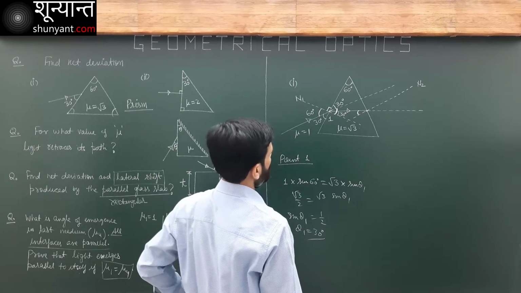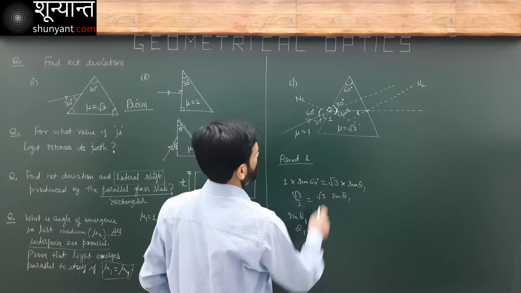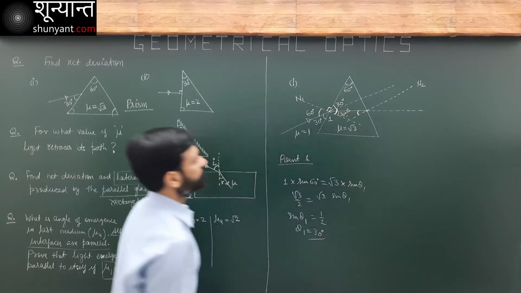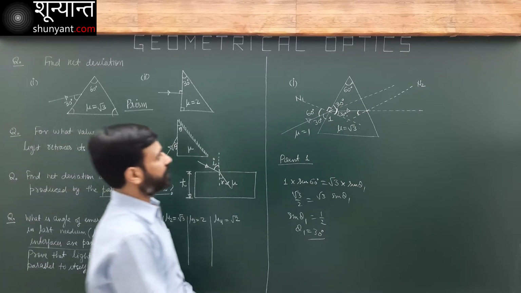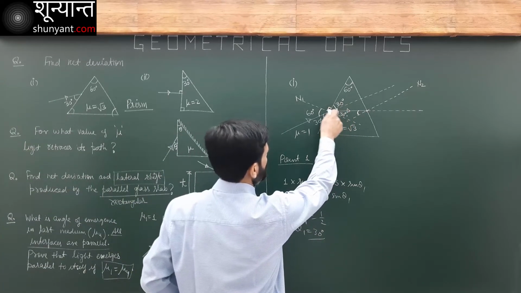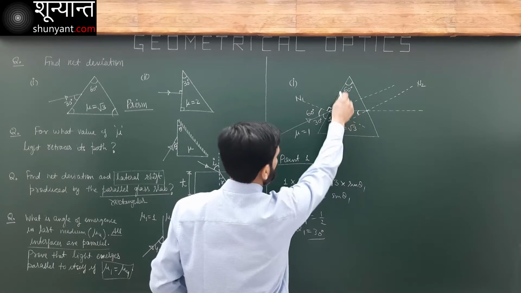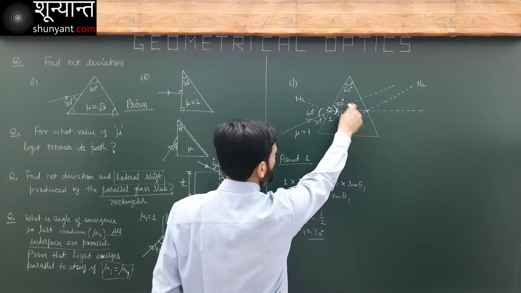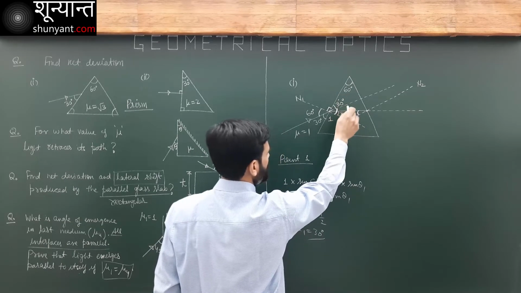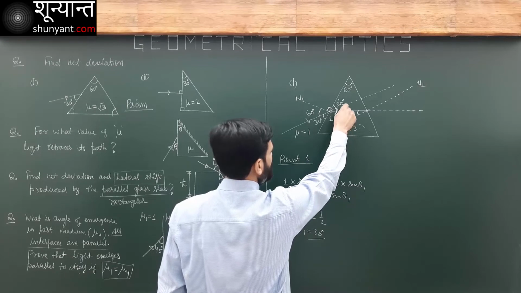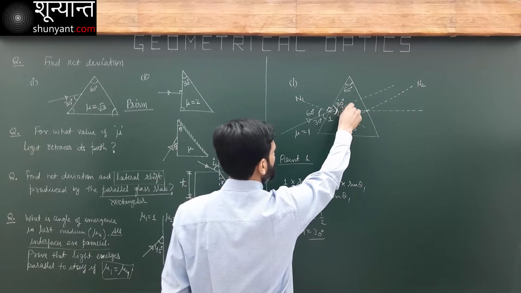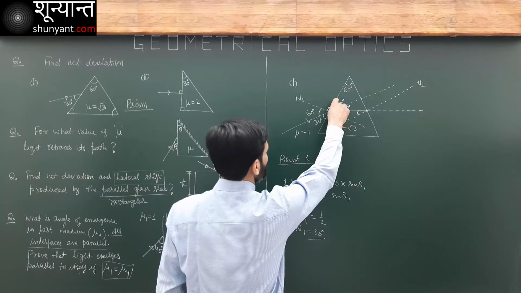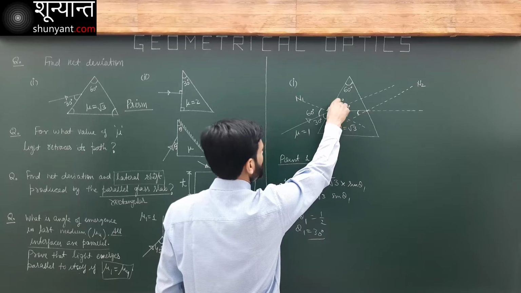After that, how do we find out? This is 30, this is 30. This whole angle is 90. That means the angle between this line and this normal is 90. Out of that, one angle is 30, so this angle here must also be 30. That means this remaining angle from here to here must be 60.